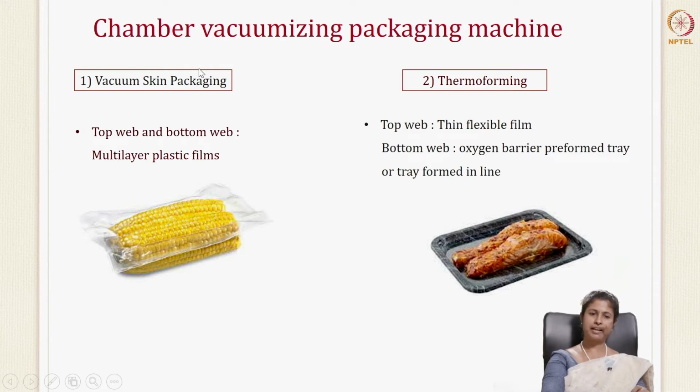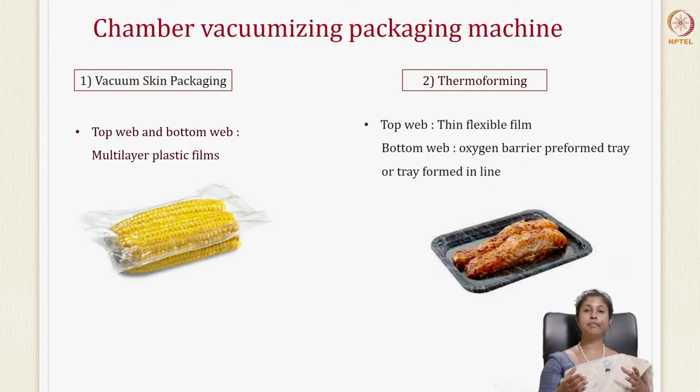This chamber packaging itself, you will have two types. You will have vacuum skin packaging and thermoforming. In skin packaging, the top and the bottom will be a multi-web plastic film. So both of them are plastics. You introduce your product inside the plastics and then you draw out the air from the package and immediately seal it. While on the other hand, in thermoforming, you have these thermoform trays.